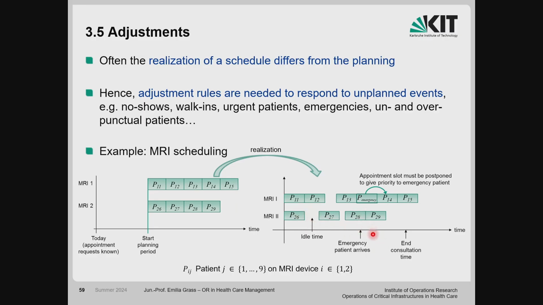We could have an emergency patient who has to be placed in between because he needs an urgent diagnosis before going to surgery. So everyone else is then delayed. Here we have the official end of consultation time, but obviously they have to do overtime. Therefore we need adjustment rules to deal with these unpunctual patients and no-shows. Here we also have unpunctual patients and then emergencies.